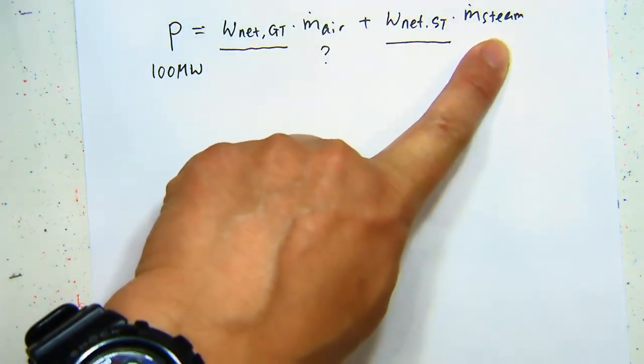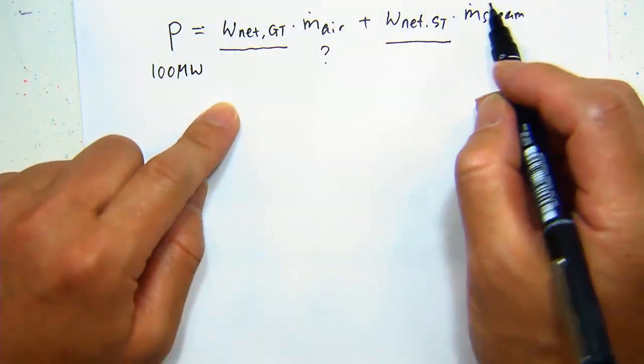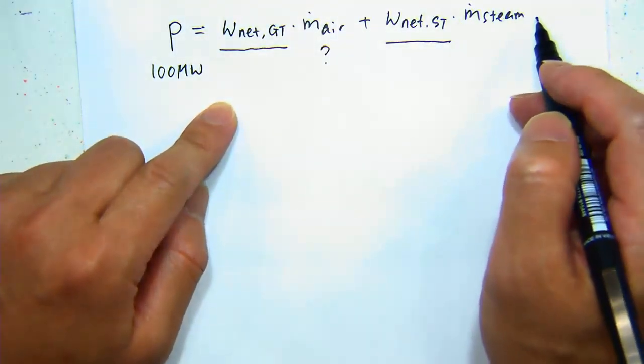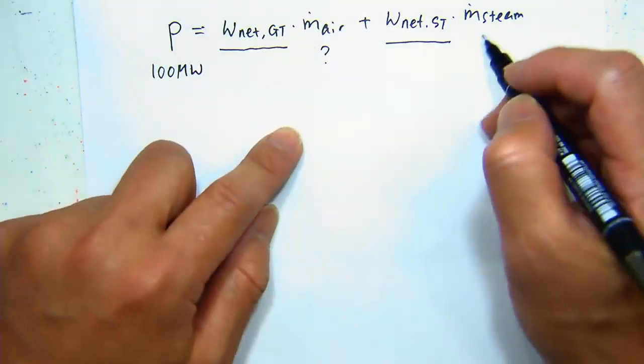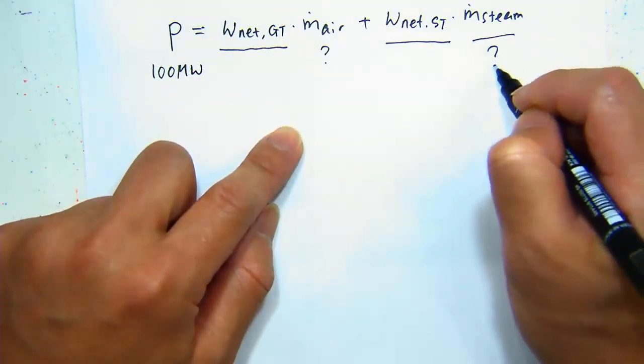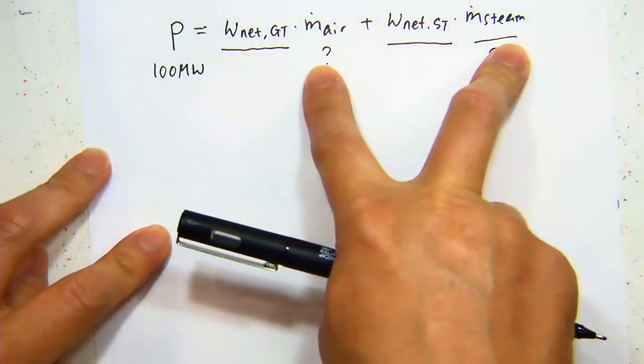So the problem essentially is asking what's the relation, or can we find this steam flow rate as a function of the air flow rate? So that's the next step. If we figure that out, then we solve the problem. Right? So how do we, any idea in terms of connecting these two?